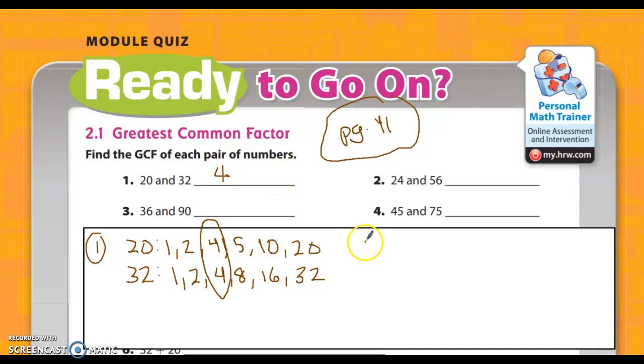All right, so let's check out number 2. Go ahead and make my whiteboard a little bit longer here. I don't know if I'll need to, but... All right, so the factors of 24 and 56. I'm going to show you a little shortcut on this one.